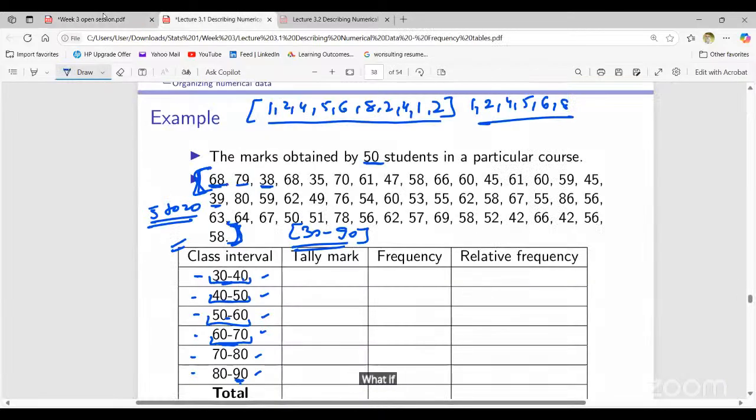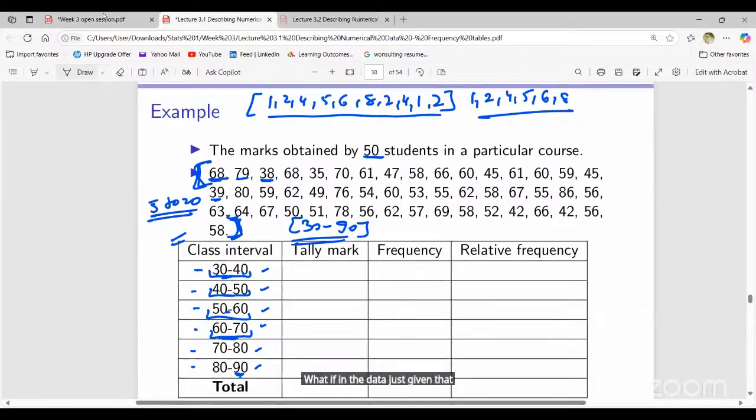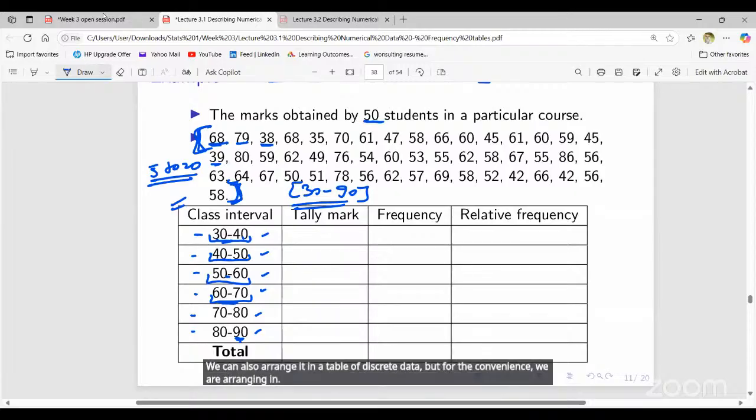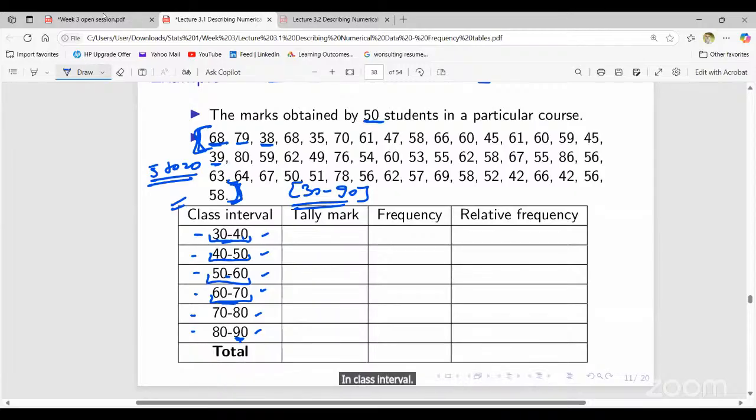What is in the data just given: 30 to 40, 41 to 50, 51 to 60, 61 to 70, 71 to 80, and 80 to 90. Okay, that's it. We can also arrange it in a table of discrete data, but for the convenience, we are arranging it in a class interval table. Yes, you can do that if you want a cluttered data.